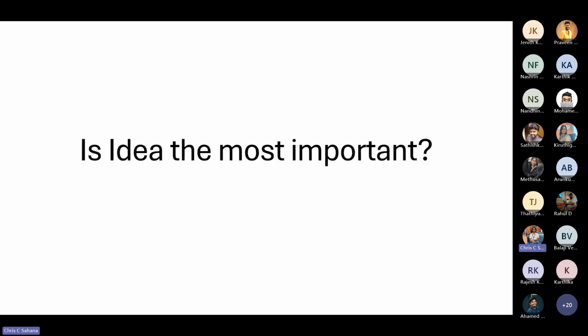Is idea the most important? What do you all think now? Is idea the most important? This is a question, so I request you to unmute yourself and answer. Yes, idea is the most important as per me. Yeah. But when we say idea is the most important, it's like you are getting wedded to the idea.